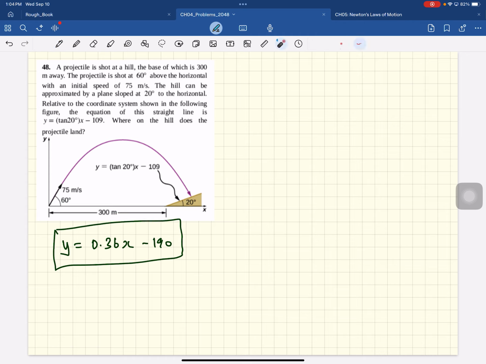All right, so you've shot this projectile. Where on the hill does the projectile land? So they want you to find the x and y coordinates of the landing spot. Okay, so the x coordinate would be that, and there is the y coordinate. Is it minus 190 or minus 111? Okay, so we want to find the x and y coordinate of the landing spot.